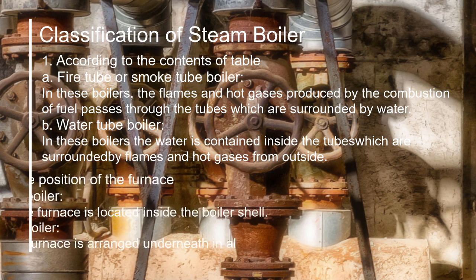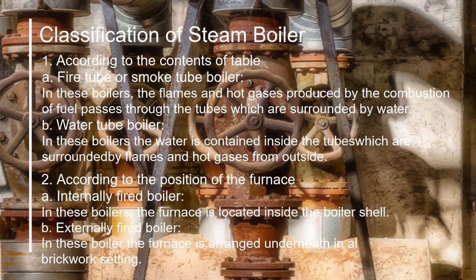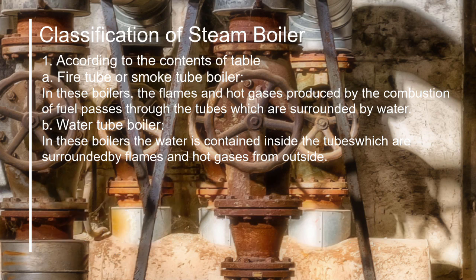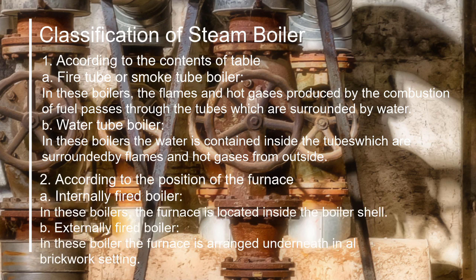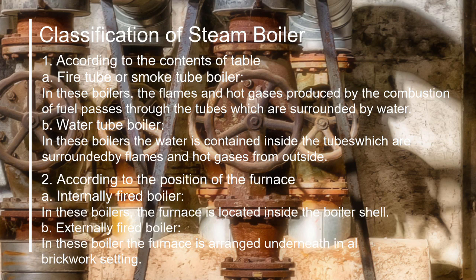In water tube steam boilers, water is contained inside the tubes, which are surrounded by flames and hot gases from outside. The next criterion is according to the position of the furnace, which gives internally fired boilers and externally fired boilers. In internally fired steam boilers, the furnace is located inside the boiler shell. In externally fired steam boilers, the furnace is arranged underneath in a brickwork setting.